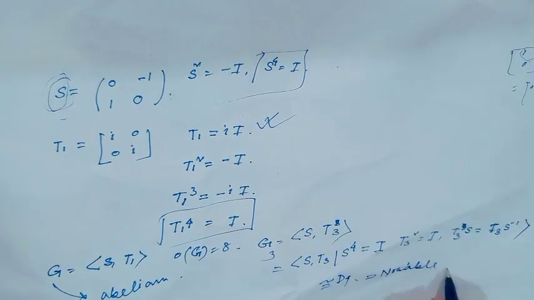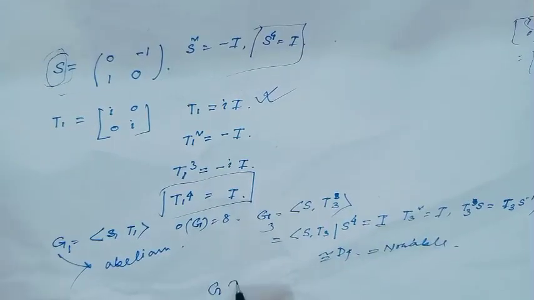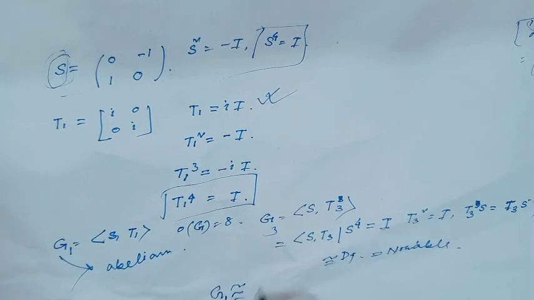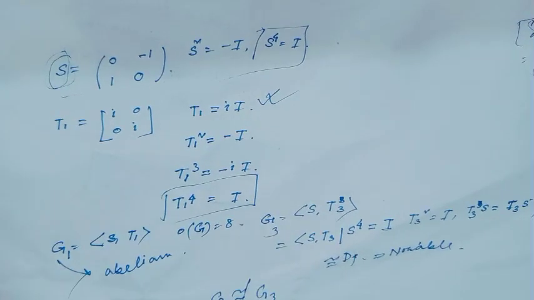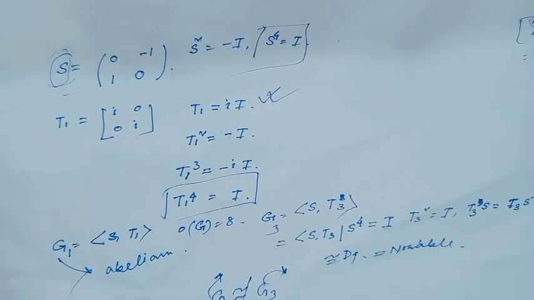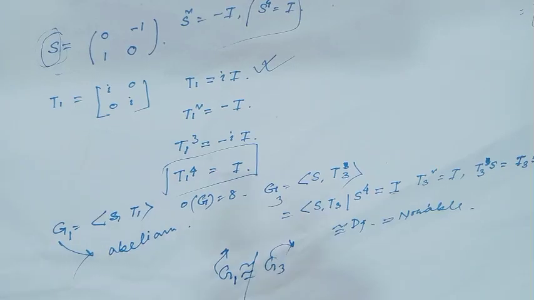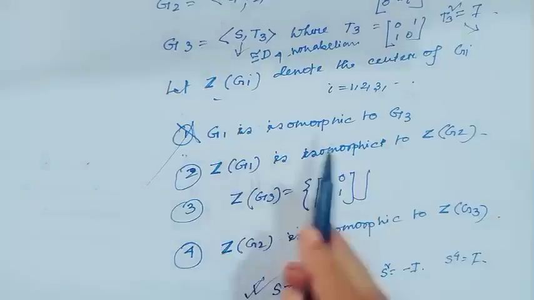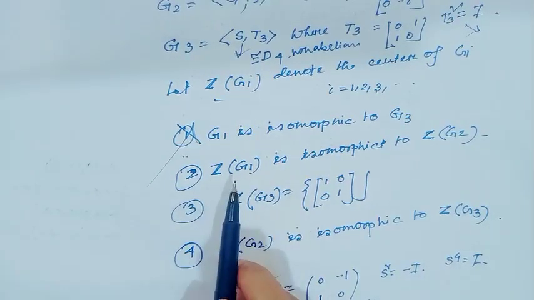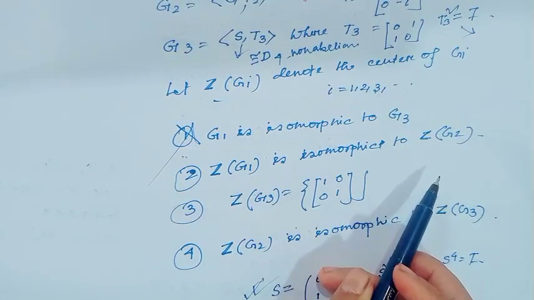So G1 is isomorphic to G3 is not possible, because this is an abelian group and this is a non-abelian group. So option 1 is the wrong option. G1 cannot be isomorphic to G3. Option 2 indicates Z(G1) is isomorphic to Z(G2).